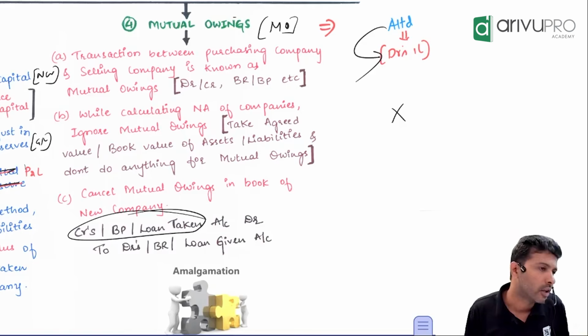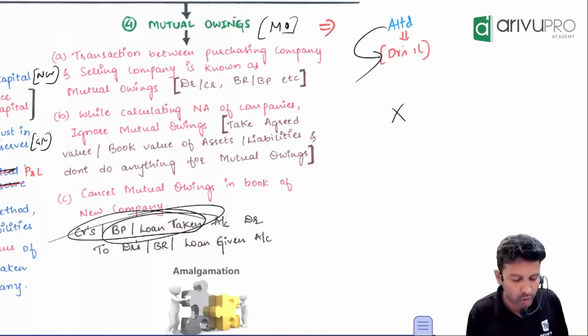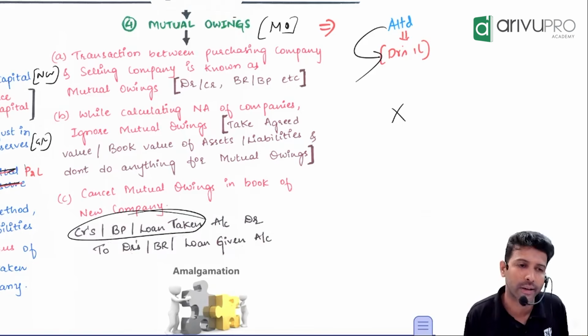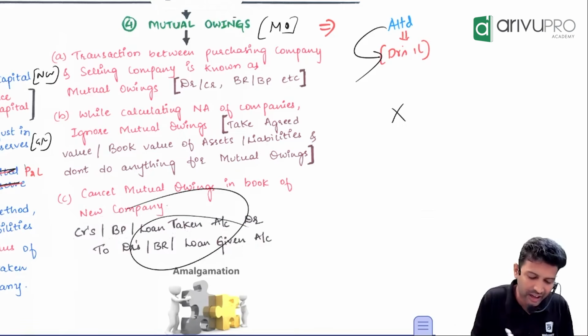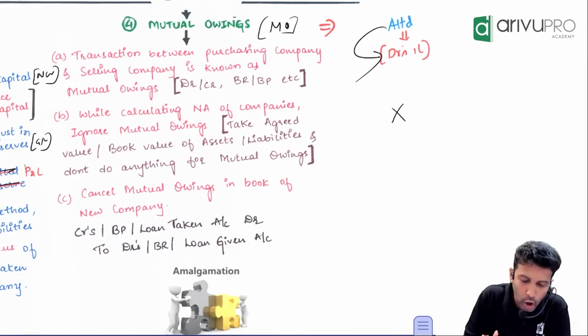How do you cancel it? Debit. So basically, liability account you will debit and asset account you will credit. That's all you have to do. So this is another adjustment which can come. These are all common pointers, sir.